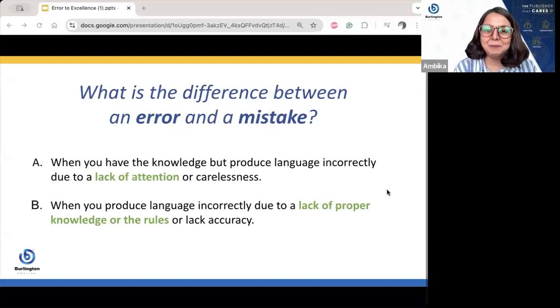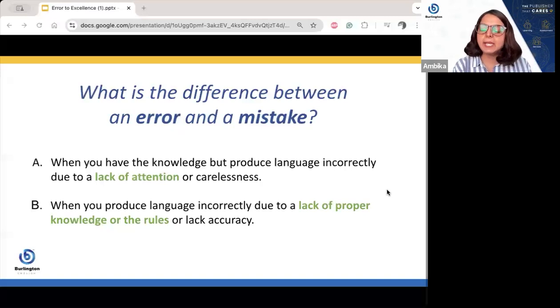My guess is that A, since we have the knowledge but we are producing the language incorrectly due to lack of attention or carelessness, could be a mistake. Because we already know the concept, but still we are making a mistake. And when you produce a language incorrectly due to lack of proper knowledge, that could be an error. Absolutely. Thanks for that, Meena. Very well explained as well. So A is the mistake, and B, the lack of understanding of a rule, is where your error comes. And that's what we're going to be addressing today mainly.